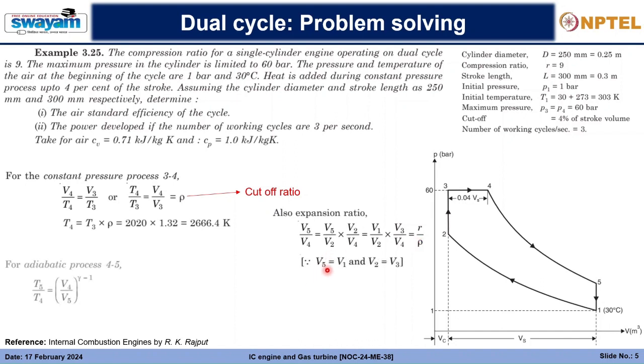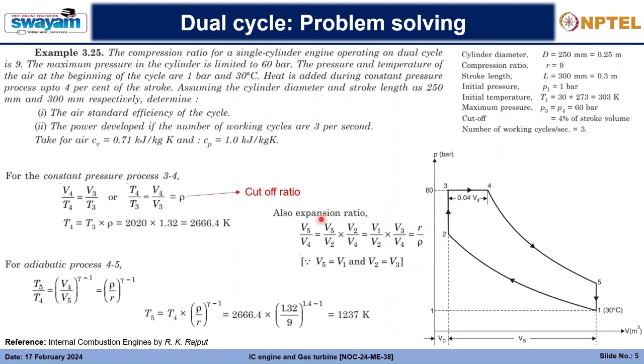So that is the explanation out here. And for the adiabatic process 4 to 5, we need to find the temperature T5, because we know the temperature of T4. So T5 we will find out in this process as 1237 Kelvin. So now we know the temperature of 4, we know the temperature of 5, 1, 2, everything we know till now.